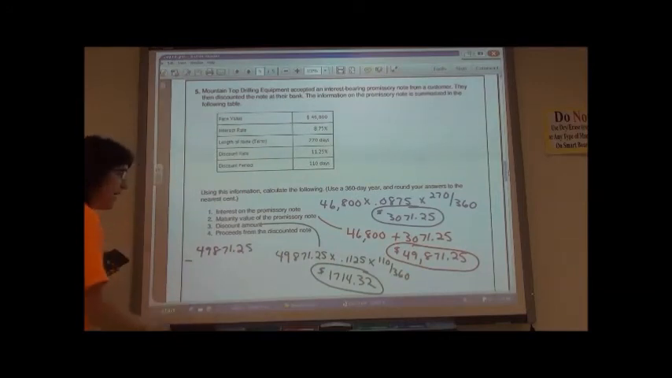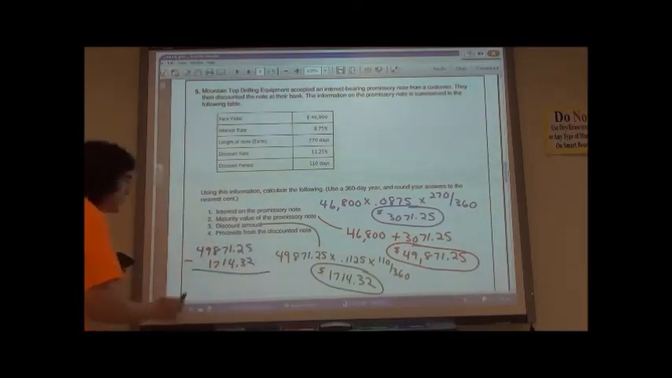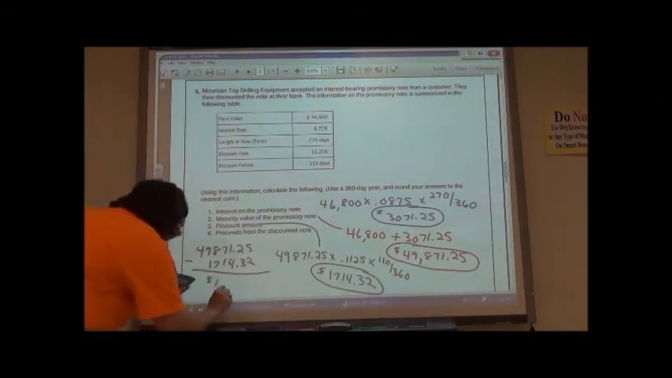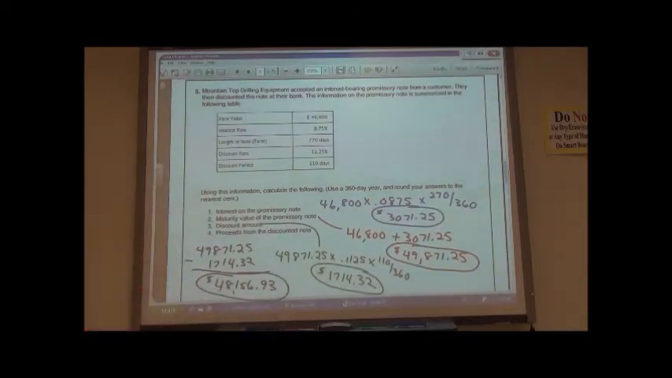The proceeds then, my proceeds would be the value, $49,871.25, minus my discount, $1,714.32. So the proceeds that they're going to receive, if I subtract those, $49,871.25 minus $1,714.32 would be $48,156.93. So $48,156.93 are the final proceeds that they would get from their note.